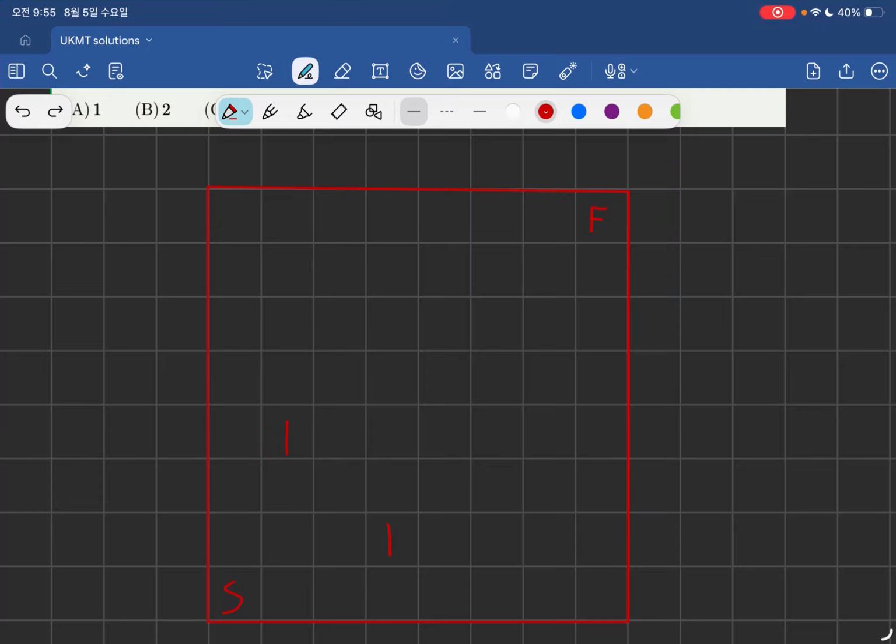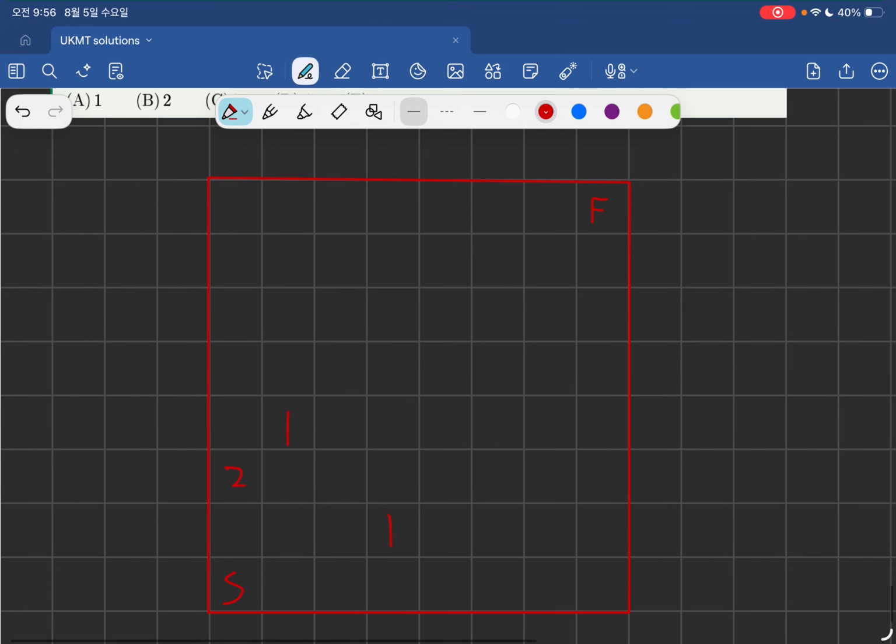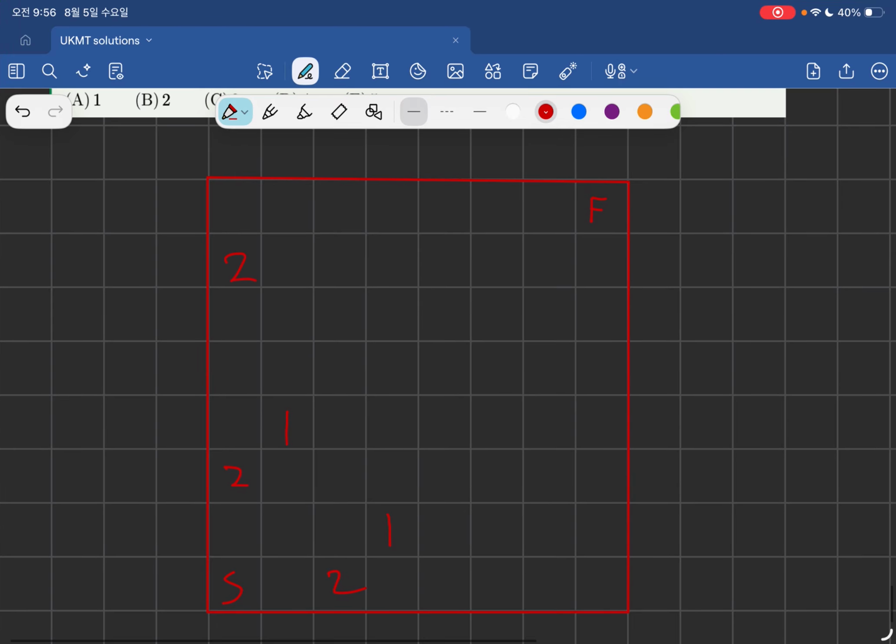Then I'm going to put a 2 in all those squares, other than those already marked, that the long knight can reach in one move from the squares marked 1. So I'm going to put all the 2s here. 2, 2, 2, 2, 2, 2, and 2.